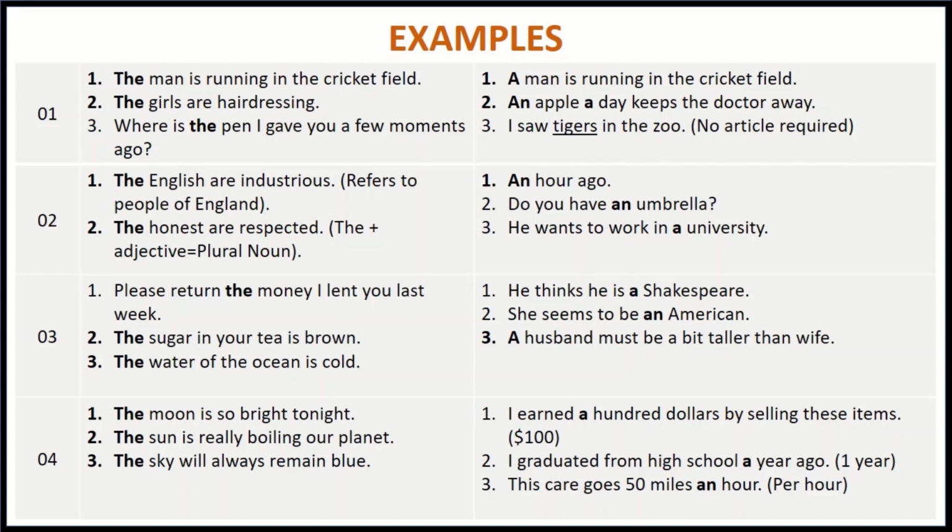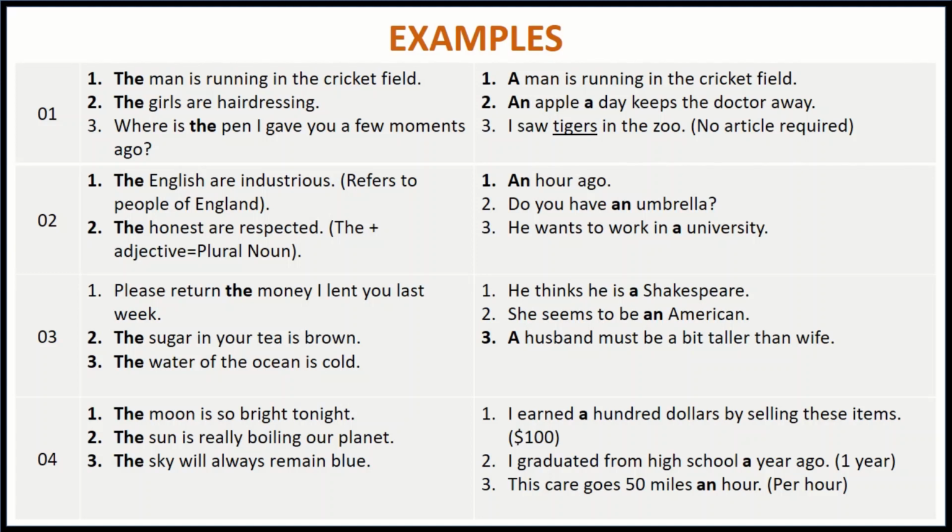She seems to be an American. American is a common noun. A husband must be a bit taller than wife. Husband is a common noun. It's just a common expression that a husband must be a bit taller than wife, which mostly women believe should be. I don't know much about that. Anyways, let's move to rule number four.